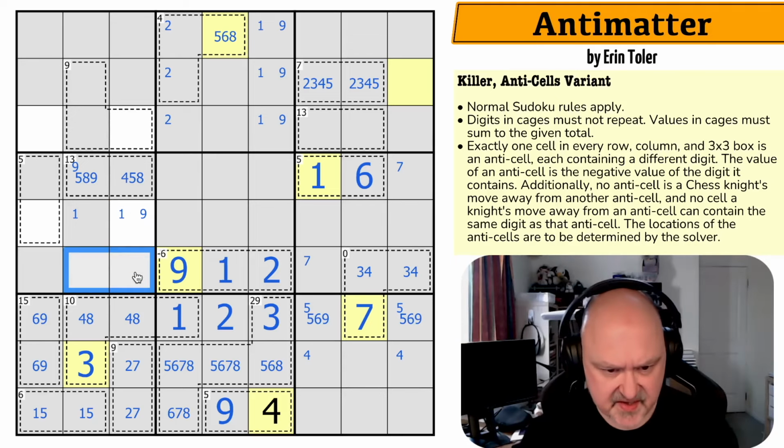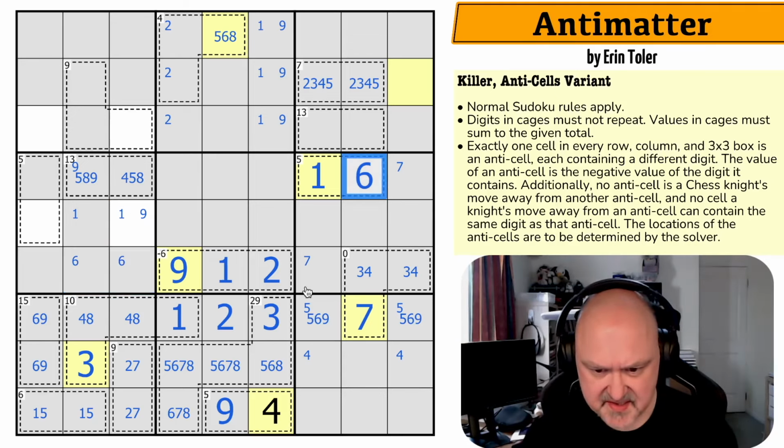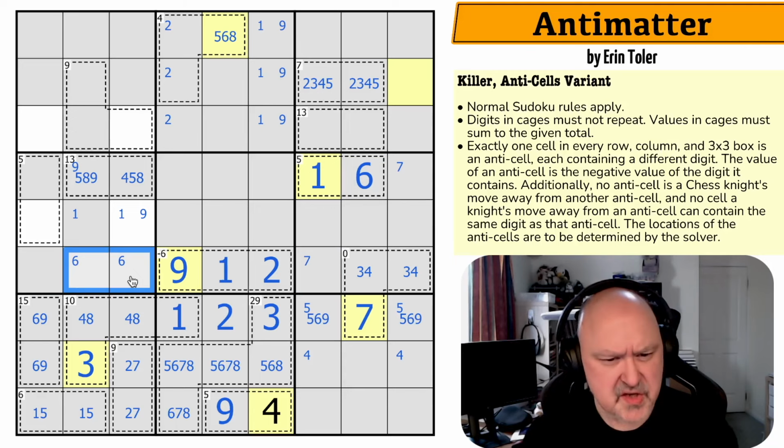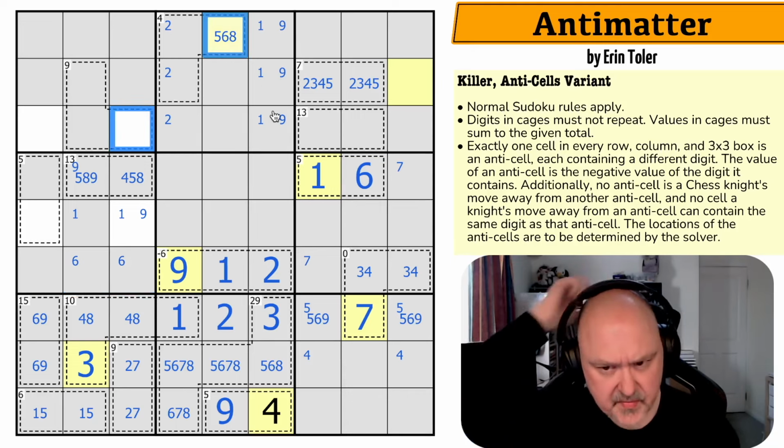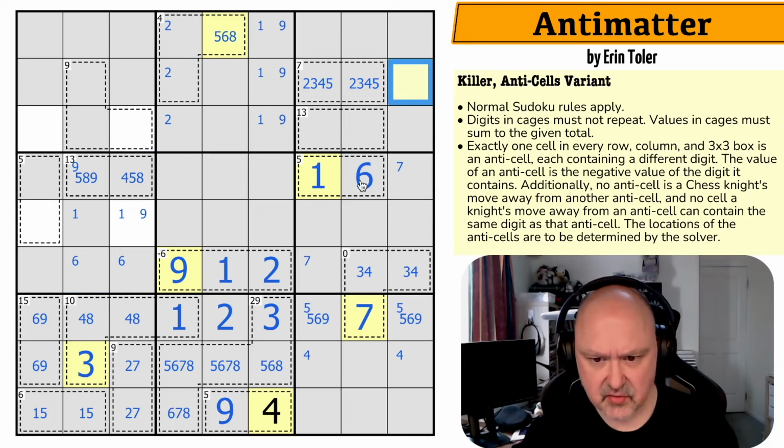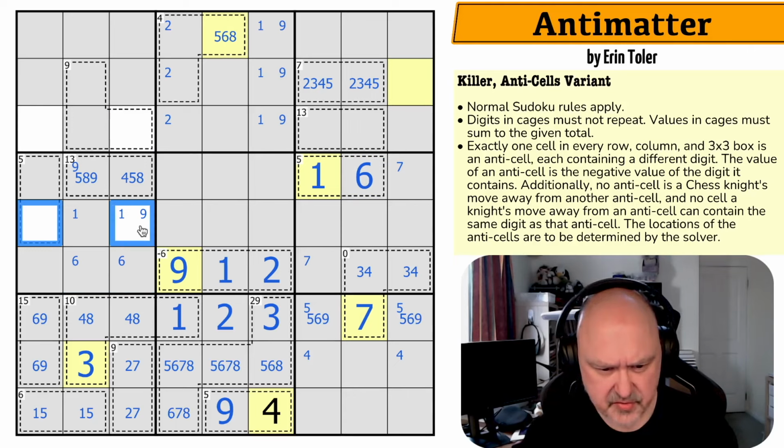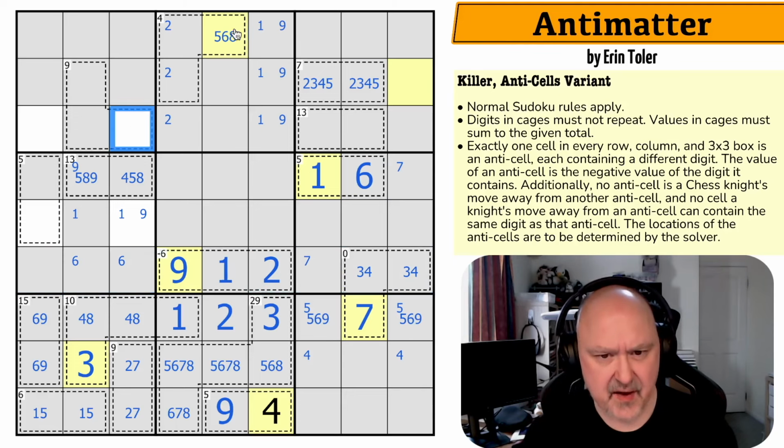Six is in one of these two. Can't put six here. Can't put six here. Six is in one of those two. So where's the six anti-cell? It's one of those two. This can't be the six anti-cell because it sees that. Can't put six in either of those two, because 6 in this row has to be here. So the 6 anti-cell is there or there.